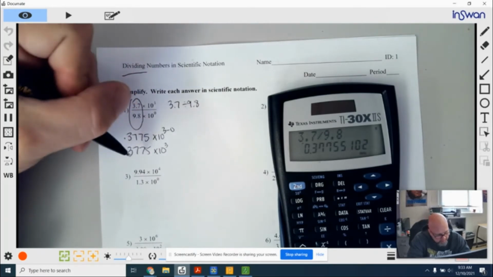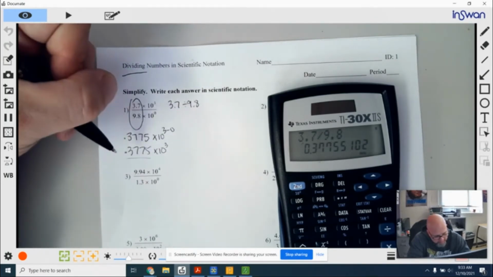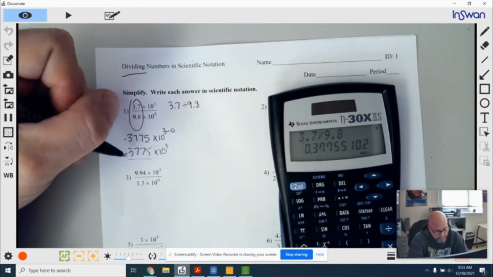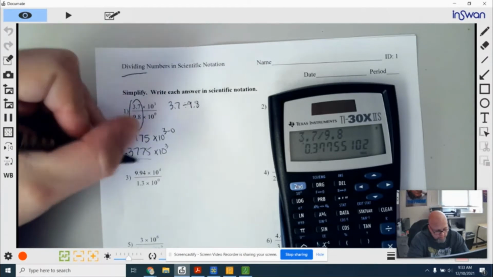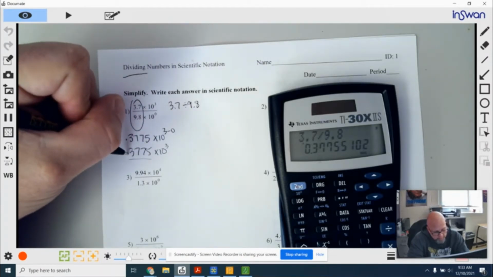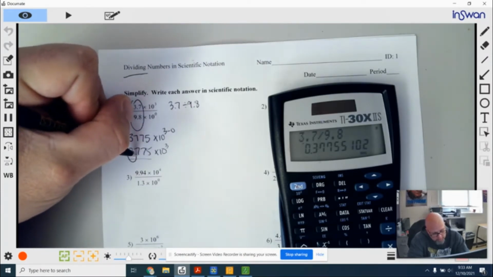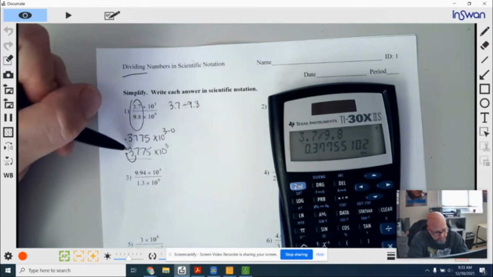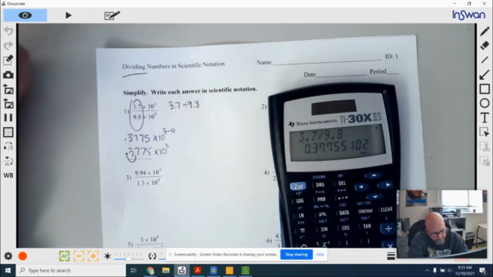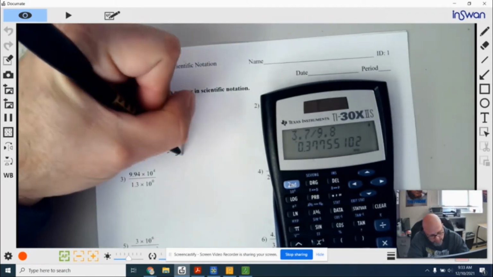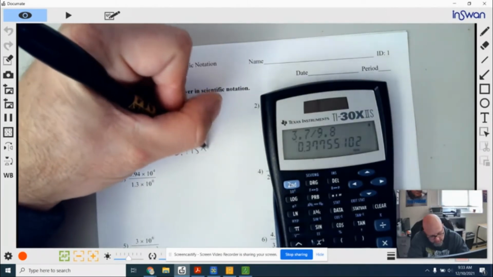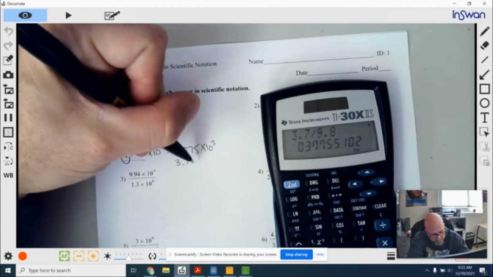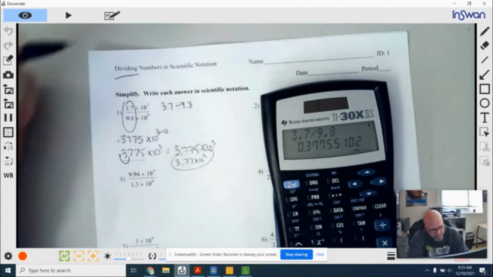And then I need to look at my base number right here and ask myself, is that scientific notation? Okay, 0.3775 is not 1 or more. So this decimal needs to be moved to a spot where the base number is now 1 or more, but less than 10. And we see here it's 3.775. So 3.775 times 10 to the third power. We can even just round that off and just say 3.77 times 10 to the third power. Leave it at that.